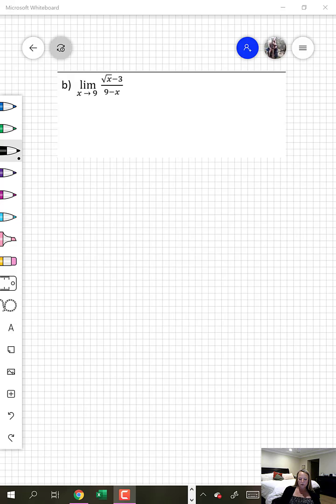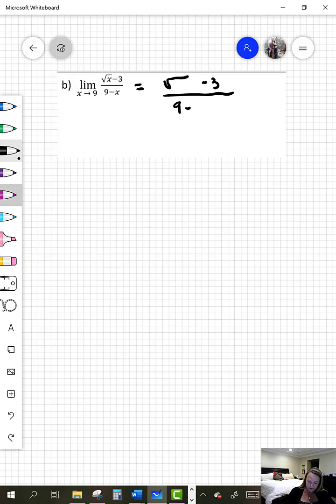So 2b, we're looking at the limit as x is approaching 9 of the square root of x minus 3, all of that put over 9 minus x. So again, we're first going to try direct substitution. When we do this, we get the square root of 9 minus 3 all over 9 minus 9. Simplifying, the square root of 9 is 3, 3 minus 3 is 0, all over 0.